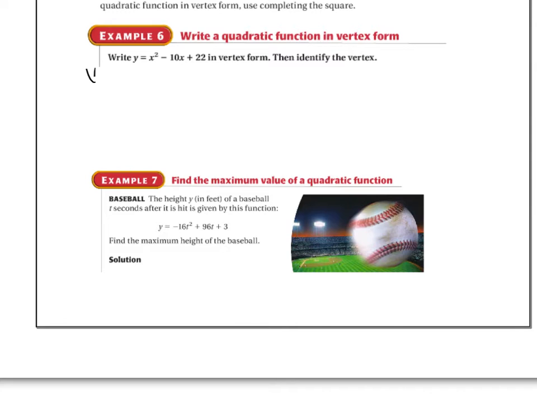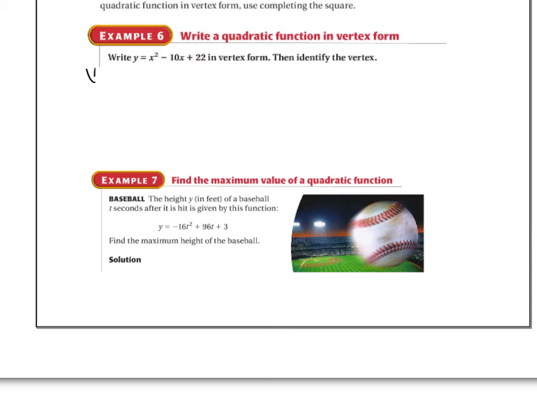So the same idea holds. I need to find this number, so I'm going to take b, which is negative 10, take half of it, which is negative 5, and then square it to get 25. And if I do it to the right side, I have to do it to the left side. That's why we made space for it over there. So now you have that equation written down.